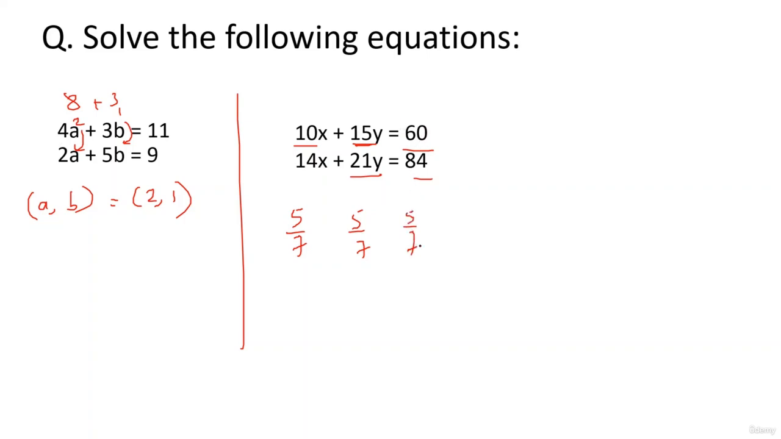12, 12 cancel, 5 by 7. Okay, 5 by 7 is equal to 5 by 7 is equal to 5 by 7. Okay, that means the equation has basically all ratios same. Then you will have infinite solutions.